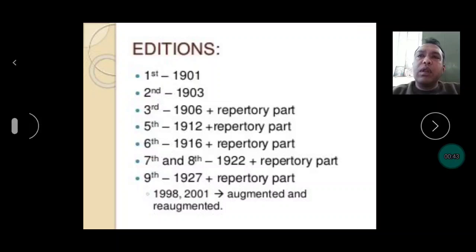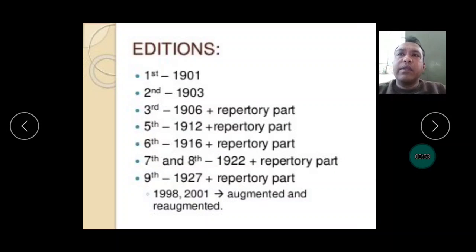Now we'll have a look at what kind of editions there were. In 1901 it was the first edition that came in, then the second edition came in 1903, third in 1906, plus repertory part, fifth in 1912 plus repertory part, sixth in 1916 plus repertory part, seventh, eighth 1922 plus repertory part, ninth 1927 and repertory part, and the 1998, 2001 augmented and re-augmented version, right?